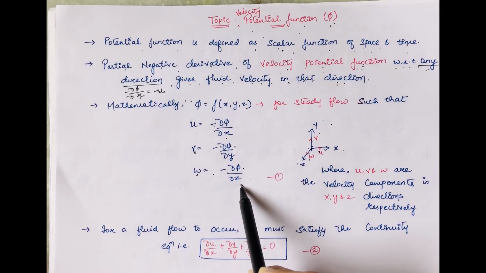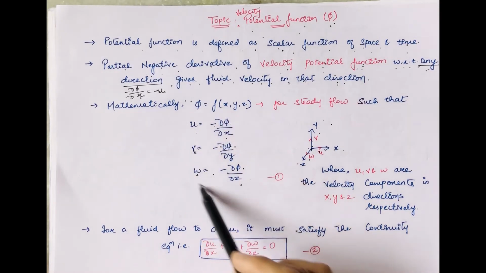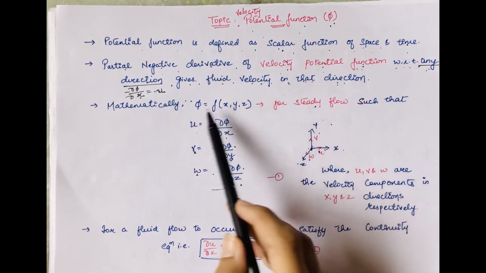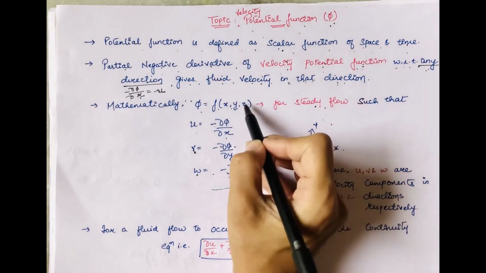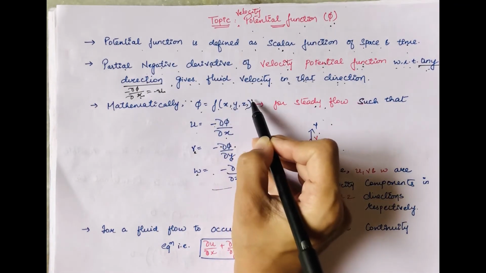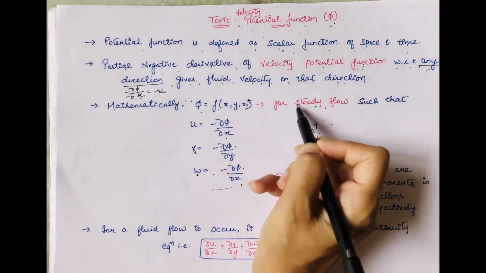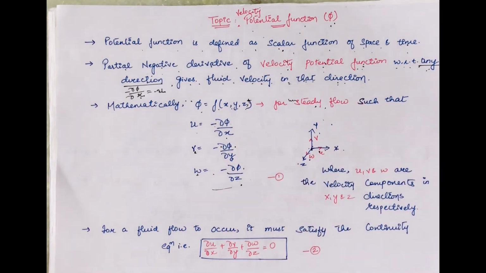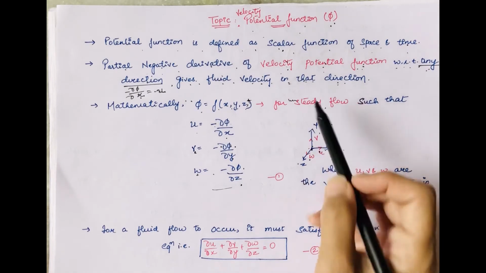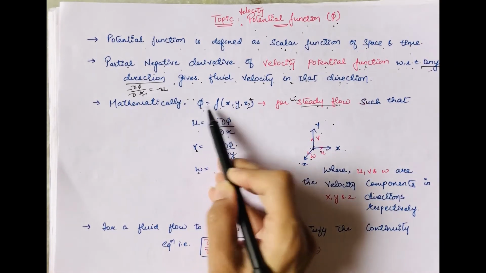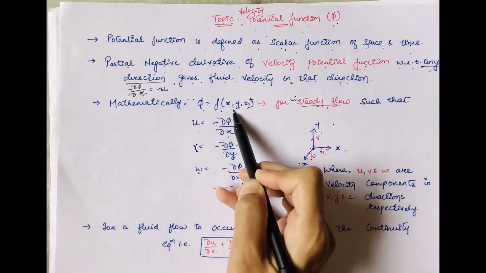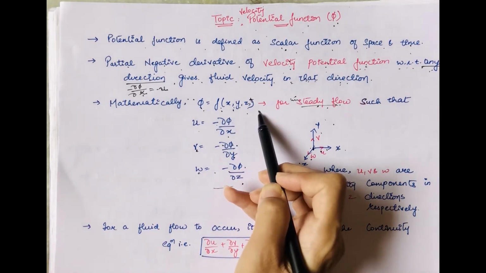Okay, and remember that this is a case for steady flow. Phi is a function of x, y and z for steady flow. Along with these 3 directions, if the time t is also given, then it will become a case of unsteady flow. So right now we have considered only steady flow, and that's why the velocity potential function phi is a function of space coordinates x, y and z.